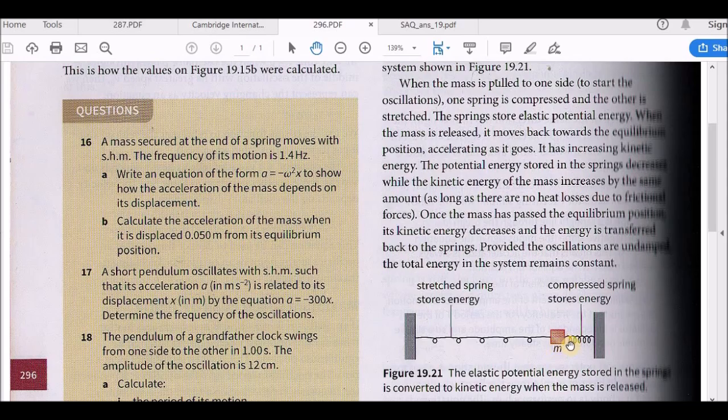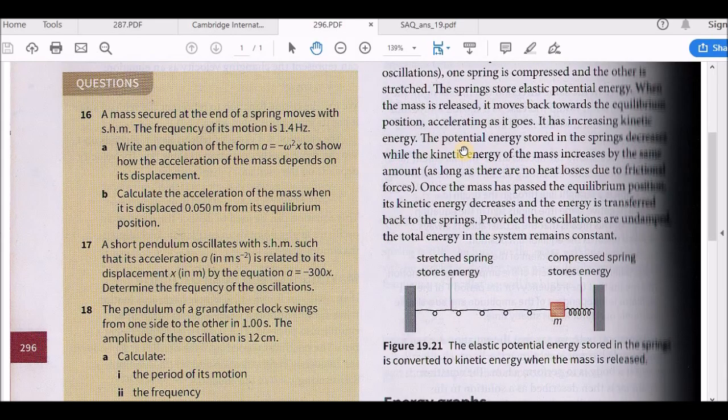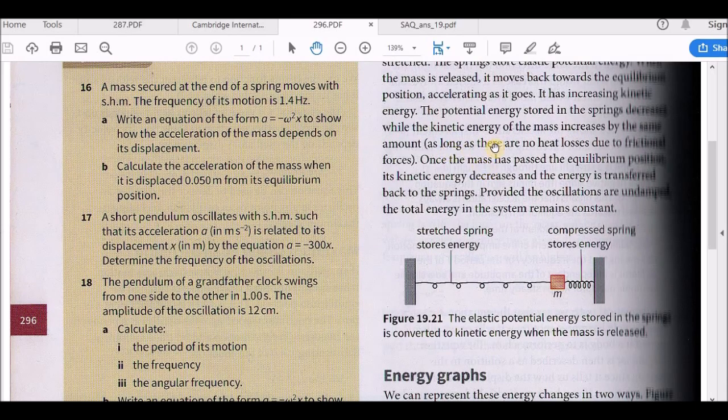Then that elastic potential energy converts to kinetic energy, and when it is at the equilibrium position, where the springs are neither compressed nor extended, the elastic potential energy is 0 and kinetic energy is maximum. Then the kinetic energy must decrease. We assume there are no heat losses due to friction, so there is perfect conversion between kinetic and potential energies. The energy is not converted to any other form such as heat or sound.